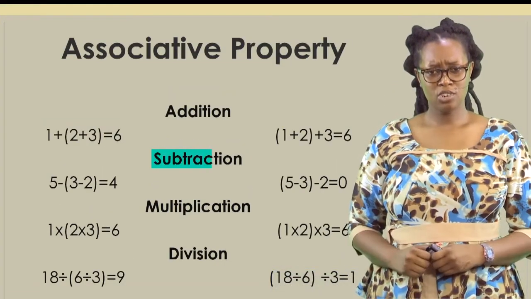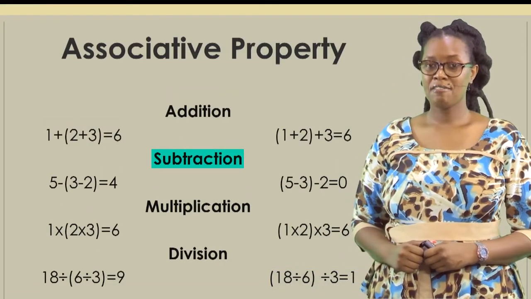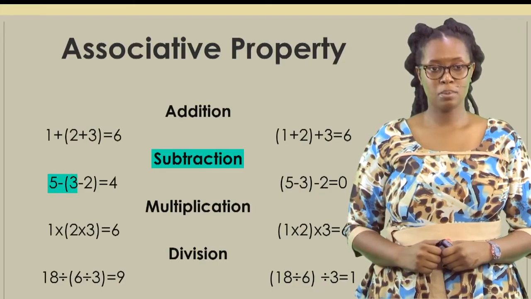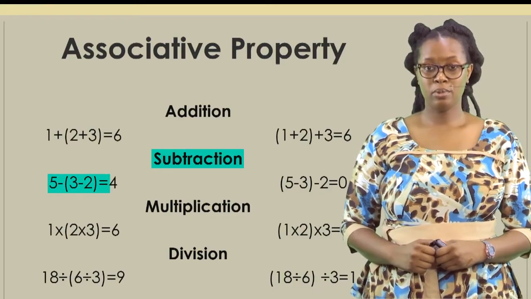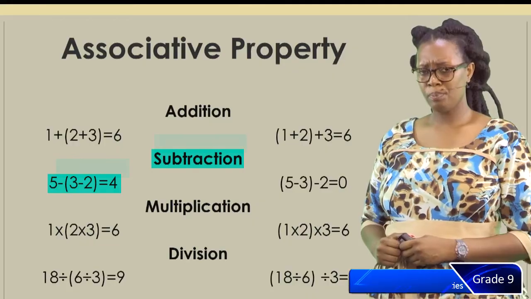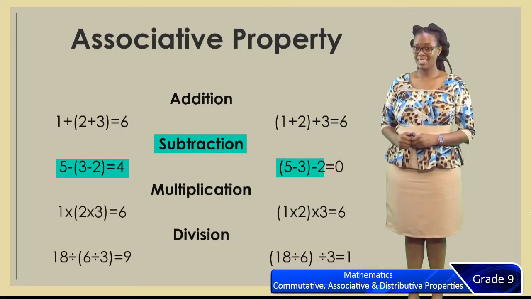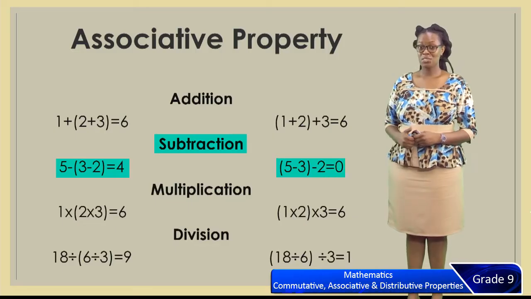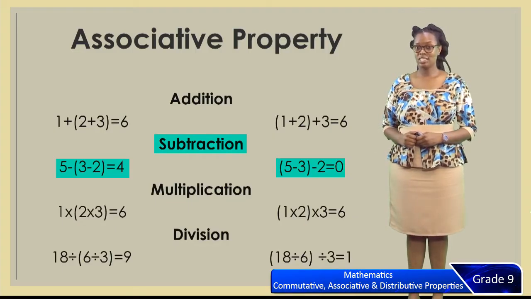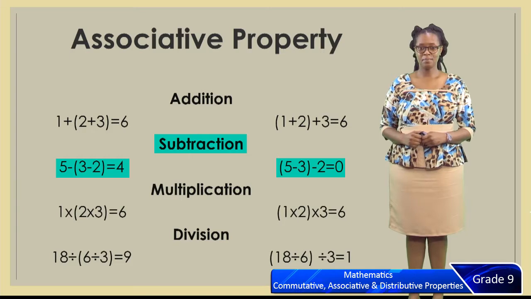What about if we're subtracting? If we have 5 subtract 3 subtract 2, that answer would be 4. But if we group the 5 subtract the 3 and then subtract the 2, that answer would be 0. So we can say that subtraction is not associative.